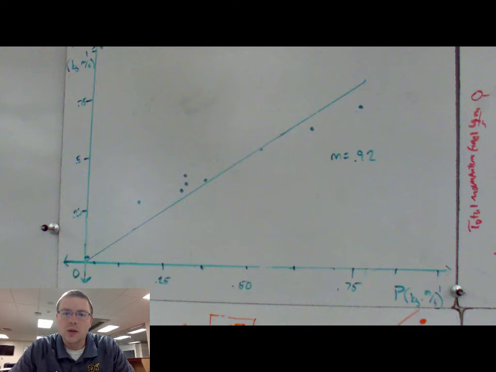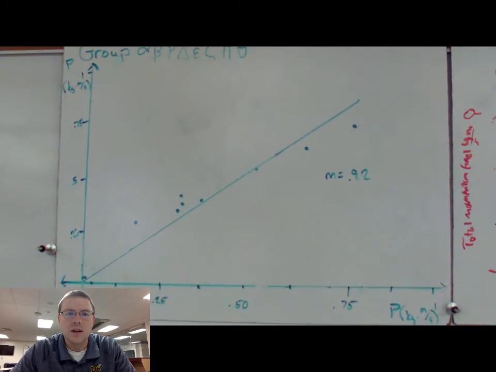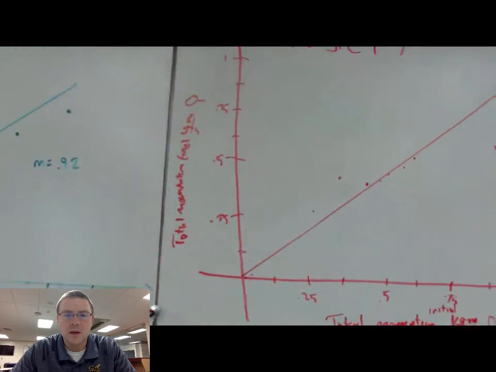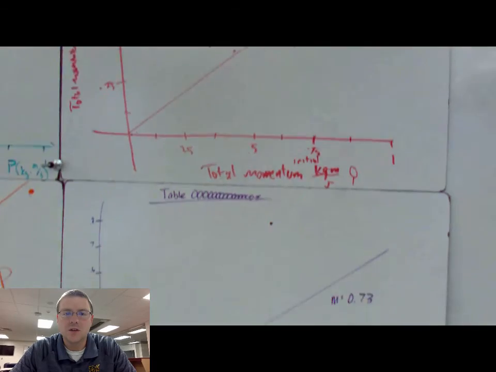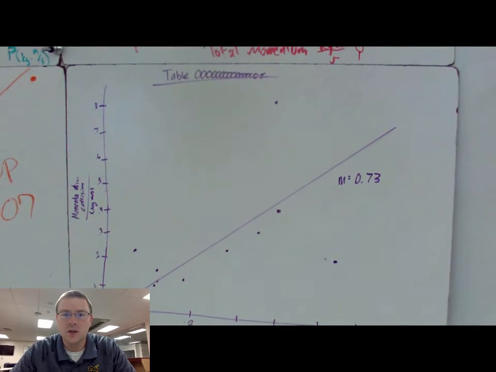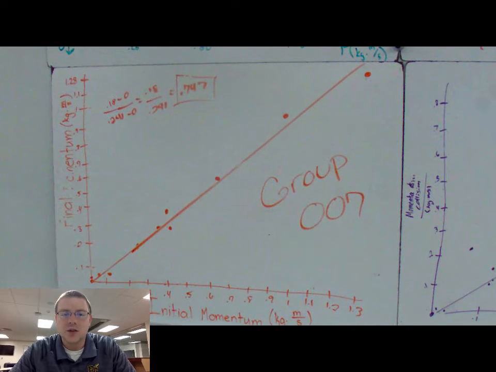Hey everyone, what we'll look at today is the analysis of what we did in class. So we have our graphs here from all the different groups. You can see that we plotted the final momentum over the initial momentum for each scenario. So the total final over the total initial momentum, and it looks like every group was getting a linear trend. So the more momentum you had to begin with equals the more momentum you have to end with.